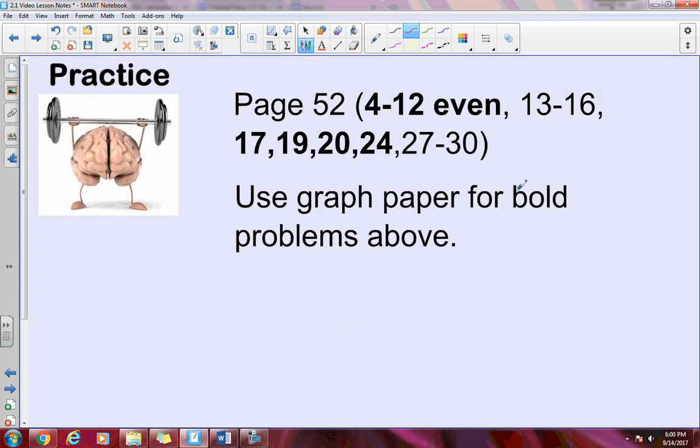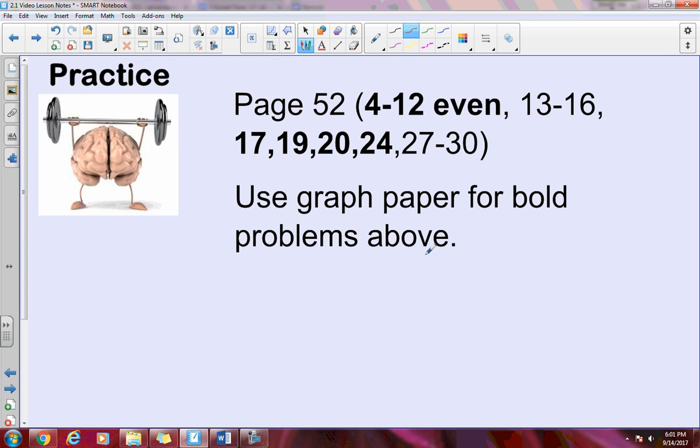All right, so here's your assignment. Mr. Carlson was supposed to pass out some graph paper. The bold problems, so 4 through 12 even, 17, 19, 20, 24, need to be graphed. And yep, this assignment is due Monday with your review.